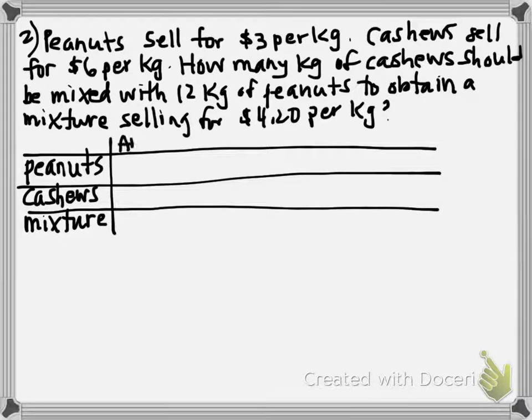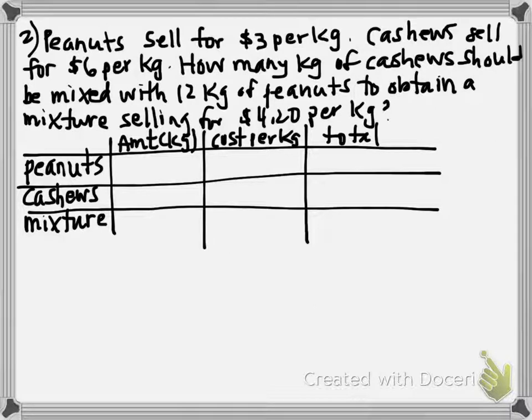We have amount, which again is in kilograms. We have cost per kilogram. And then we have total, or total cost. So looking through here, we know the cost of peanuts is 3. The cost of cashews was 6.